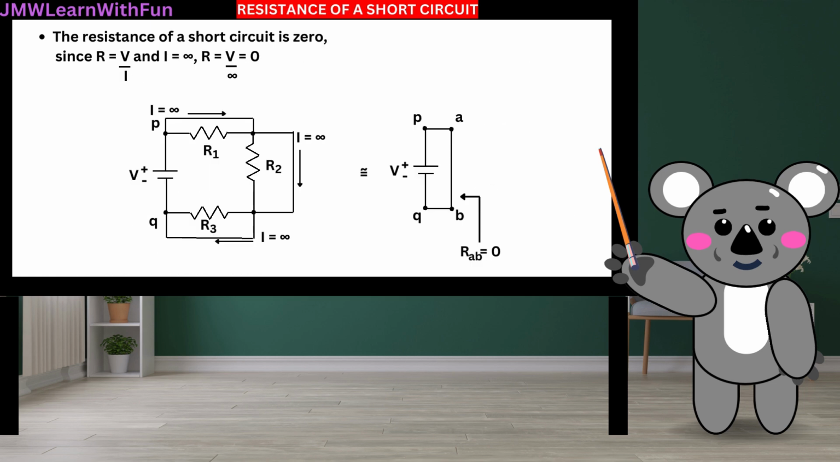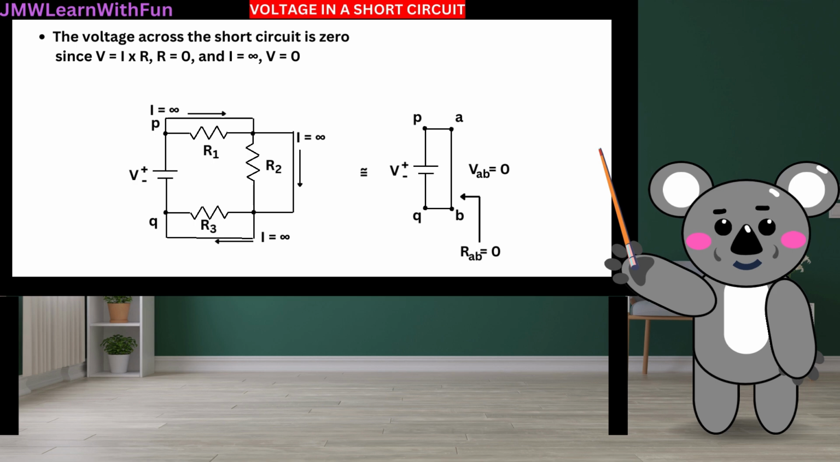The resistance of a short circuit is 0, since R equals V by I, and I equals infinity, so R equals V by infinity, equals 0. The figure shows that as each of the 3 resistors R1, R2 and R3 is shorted, the current I from point P to Q is infinite. The equivalent circuit is the battery whose terminals are shorted. The resistance R_AB is 0.